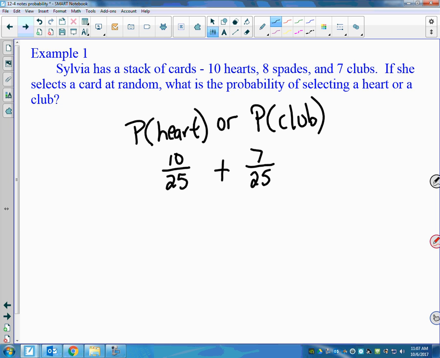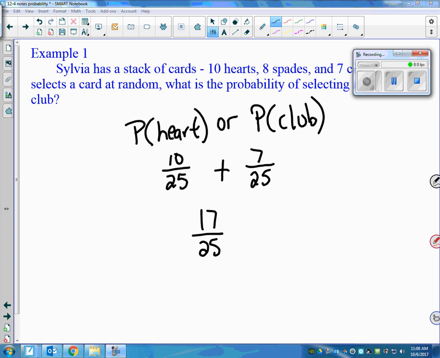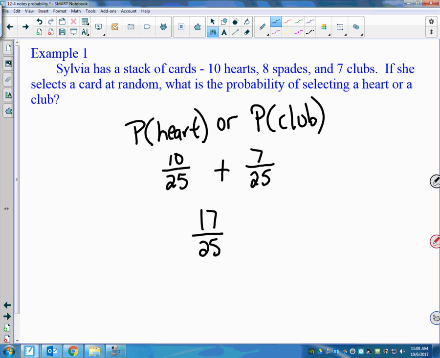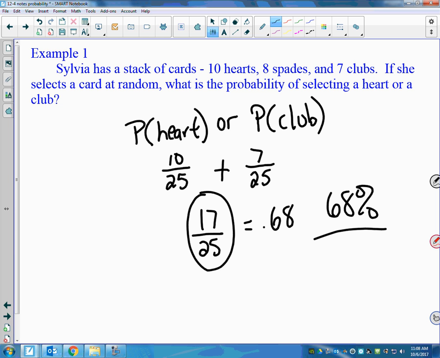So notice she's only selecting one card, but I want the chance, is it a heart or a club? So that would be 17 out of 25. You can leave it like this, it's a valid answer, but sometimes people struggle with what that is. That is 0.68, which means there's a 68% chance, which should make sense because more than half the cards are a heart or a club.